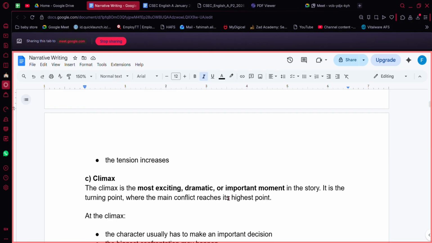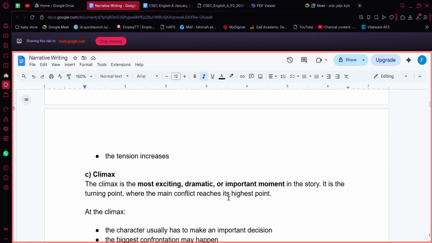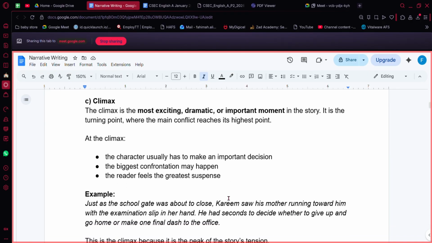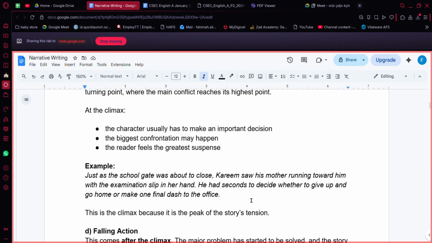From there now, you have the climax. The climax is the most exciting or dramatic or important moment in your story. It is the turning point where the main conflict reaches its highest point. So at the climax, the character usually has to make an important decision. The biggest confrontation might happen, or the reader feels the greatest amount of suspense. So for example, just as the school gate was about to close, Karim saw his mother running toward him with the examination slip in her hand. He had seconds to decide whether to give up and go home or make one final dash to the office.